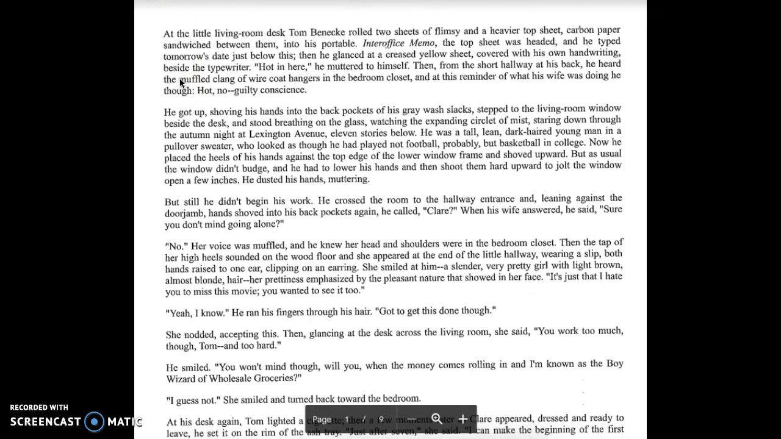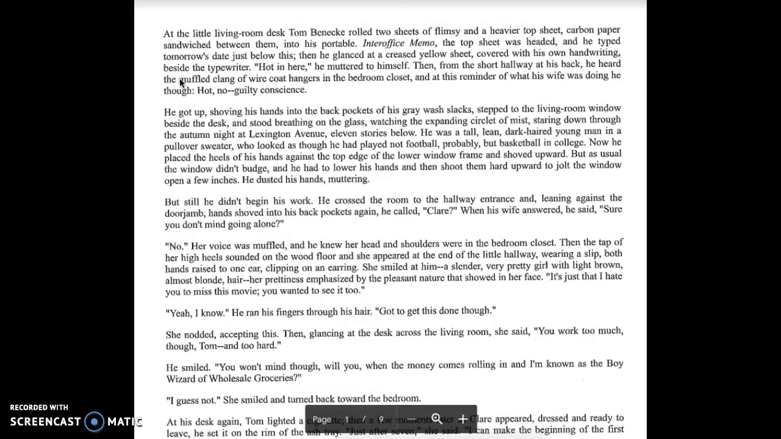He got up, shoving his hands into the back pockets of his gray wash slacks, stepped to the living room window beside the desk, and stood breathing on the glass, watching the expanding circlet of mist, staring down through the autumn night at Lexington Avenue, 11 stories below. He was a tall, lean, dark-haired young man in a pullover sweater who looked as though he had played not football, probably, but basketball in college.